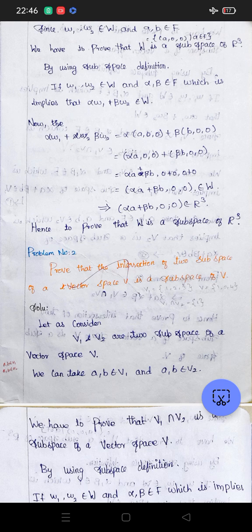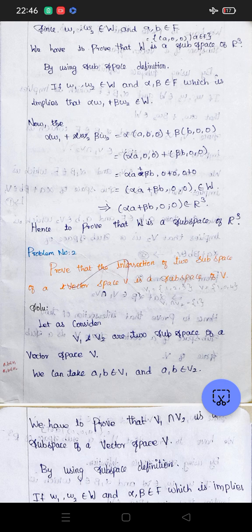So adding these two elements, alpha A plus beta B, 0 plus 0, 0 plus 0. Hence the value is equal to alpha A plus beta B, 0, 0. So here also three elements, so it belongs to R cube. Hence we prove that W is a subspace of R cube. It's a 2 mark question.